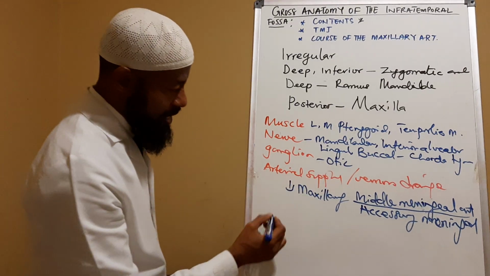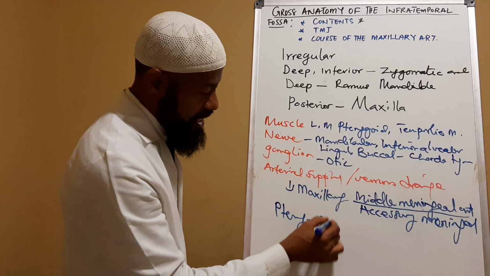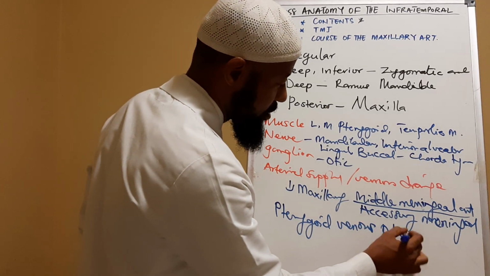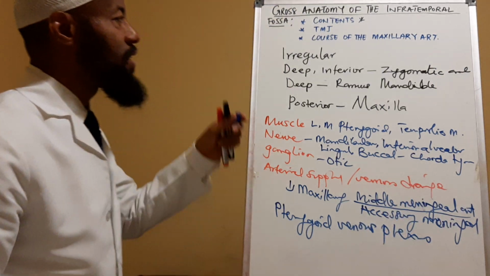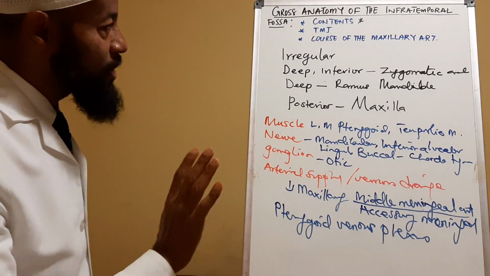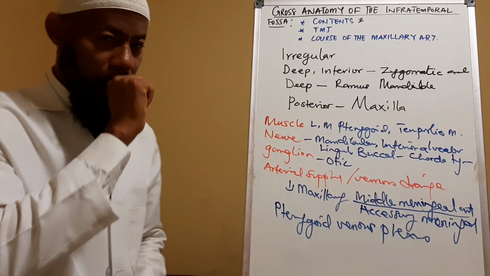How about the venous plexus? We have the pterygoid venous plexus. So these are the contents of the infratemporal fossa that we need to talk about. Now, we're done with this.